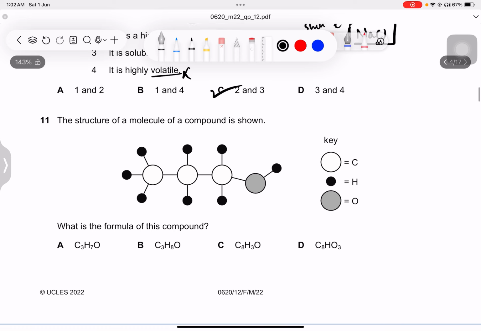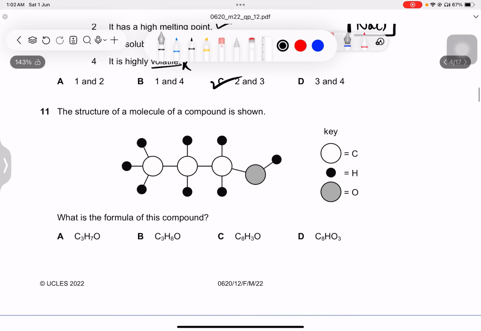Next, the structure of a molecule of a compound is shown. The key is given. This is carbon, this is hydrogen, and this is oxygen. So we have 1, 2, 3 carbons. We have 1, 2, 3, 4, 5, 6, 7, 8 hydrogens and 1 oxygen. So C3H8O. Option B is correct.